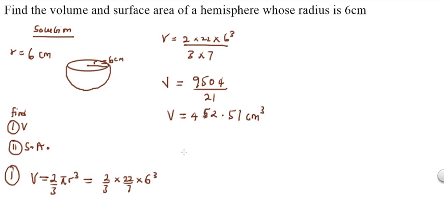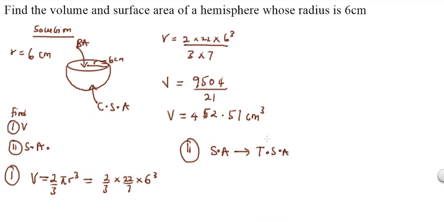Now, the second thing they told us to find is the surface area. If they're telling you to find the surface area, they're telling you to find the total surface area. So the total surface area is simply the sum of the curved surface area of the hemisphere, plus the base of the hemisphere. So plus this side of the hemisphere. So this is the base area of the hemisphere.